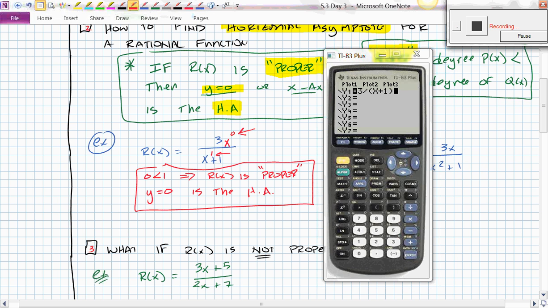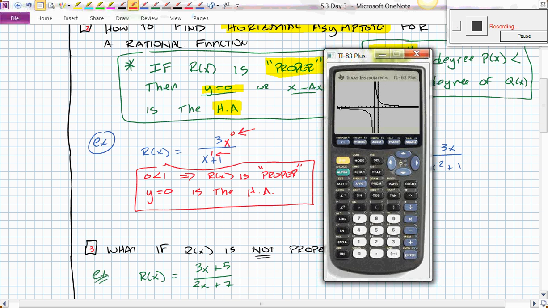Okay, so I brought up the calculator here, and I punched in the rational function 3 over x plus 1, which represents my example there. When I hit graph, you should see that the horizontal asymptote is y equals 0, or the x-axis right here. And you can see that there definitely is a horizontal asymptote there.